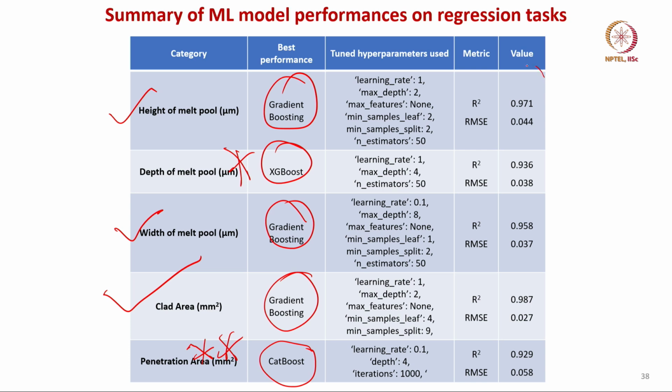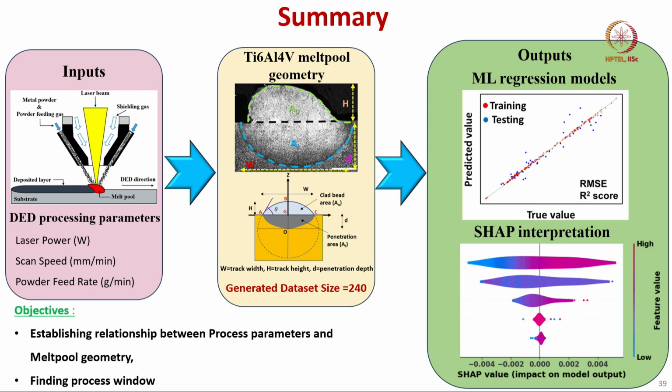In all these cases, if you see, R square and RMSE values are very close to 1 or 0.0, and that is what it should be for the best performing models. And we have also seen that the statistical distribution of the residual error follows more like a Gaussian distribution with the maxima near 0, that is the origin. So, this is the summary.